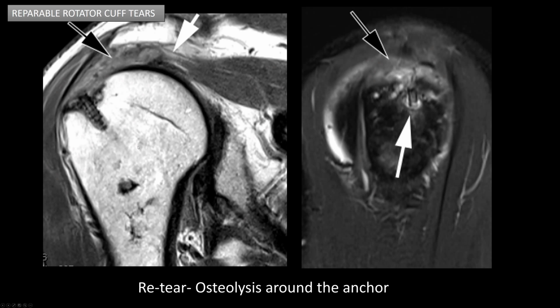But let's see if we can see other findings here which can help us. We can see in this example a little bit of osteolysis around one of the anchors. You notice that this anchor has pulled out from the bone surface, and there is an area of lobular fluid-like signal around the tip of the suture anchor, which suggests there is osteolysis and loosening of the anchor.